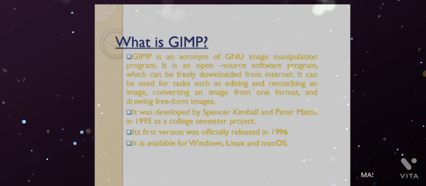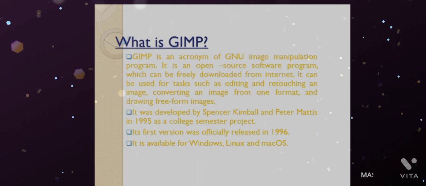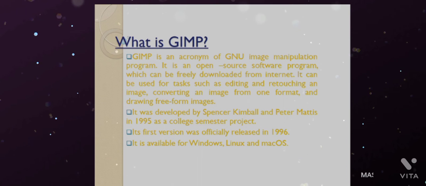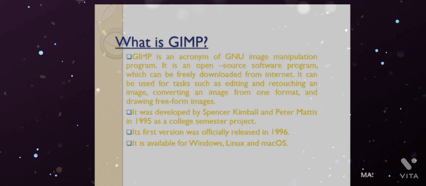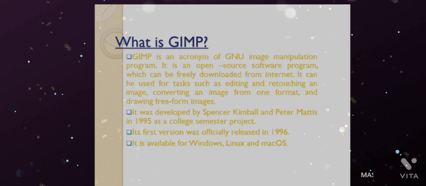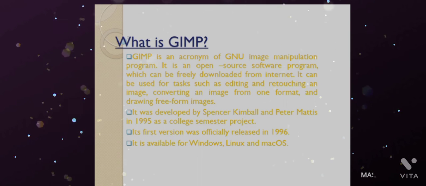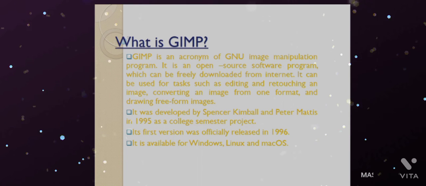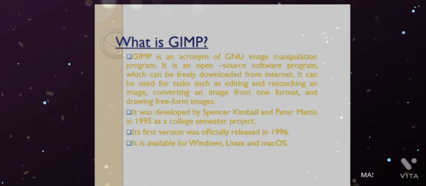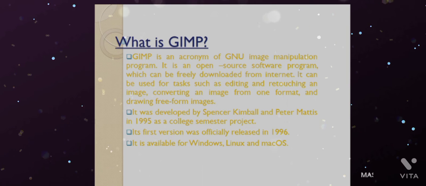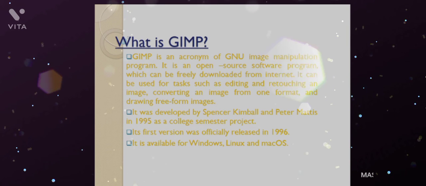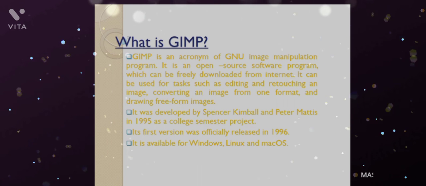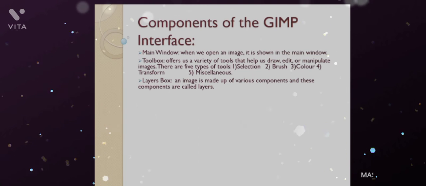It can be used for tasks such as editing and retouching an image, converting an image from one format to another, and drawing freehand images. It was developed by Spencer Kimball and Peter Mattis in 1995 as a college semester project. Its first version was officially released in 1996. It is available for Windows, Linux, and Mac OS.